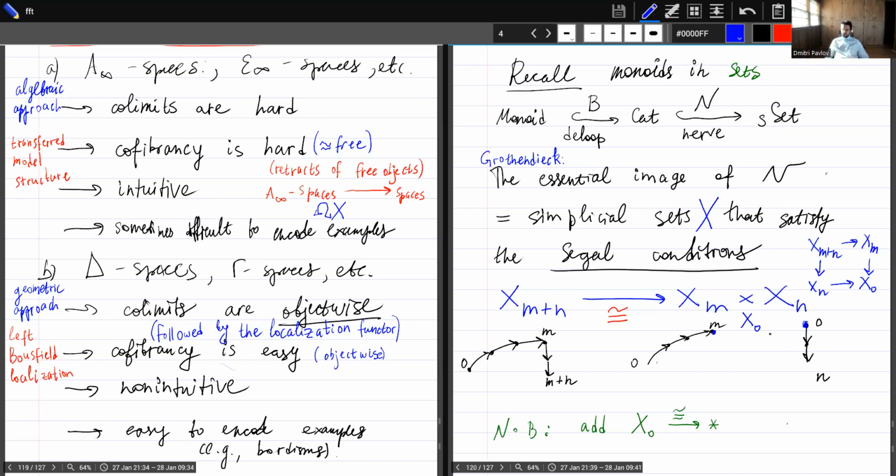So the Segal condition is very naturally satisfied for a nerve, as you can already see from these pictures. And Grothendieck's insight was that that's the only thing you need. If you have a simplicial set that satisfies the Segal conditions, then you can recover a category.